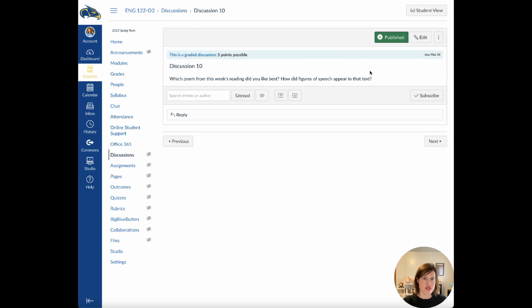Of the poems from this week's reading in our textbook on figures of speech, which did you like best? And then how did figures of speech appear within that text? So I want some specific examples from the poem that you liked most and to be able to demonstrate those and talk about them with your peers, right? So it's a pretty straightforward discussion.